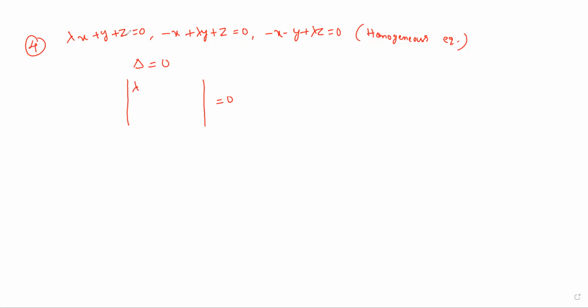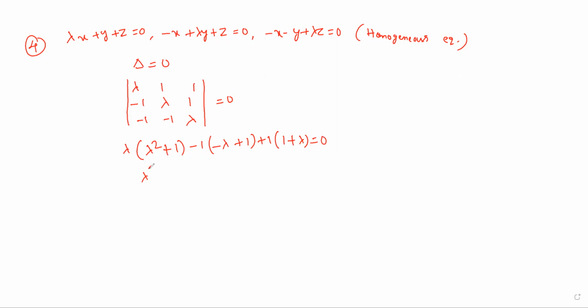Now we take the coefficients of x, y, z in each equation: lambda 1, 1, minus 1, lambda 1, minus 1, minus 1, lambda. By expanding this, what will you get? Lambda into, along row 1, AD minus BC, lambda square minus 1 into 1, minus 1, total plus 1. So here the sign is minus. Next, deleting this row and column, remaining minus 1 into lambda, minus lambda plus 1. Next, plus 1 into minus 1 into, by deleting this row and column, minus 1 into minus 1, that is plus 1, plus lambda equal to 0.